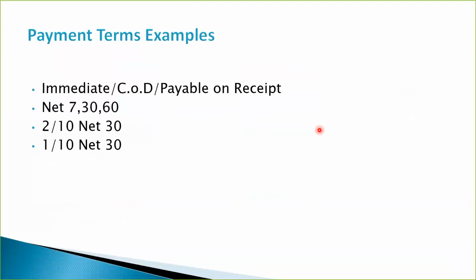So we also have others here such as 2/10 net 30, and you can have 1/10 net 30 or 2/10 net 60. So basically what this means is that the full amount is due within 30 days, right? So net 30, as we have talked about here. But if you pay the amount within 10 days, you can get a 2% discount. So that's what this means.